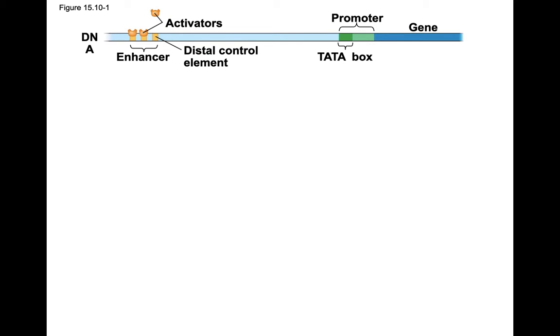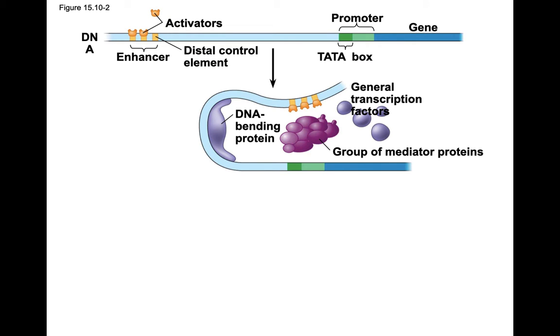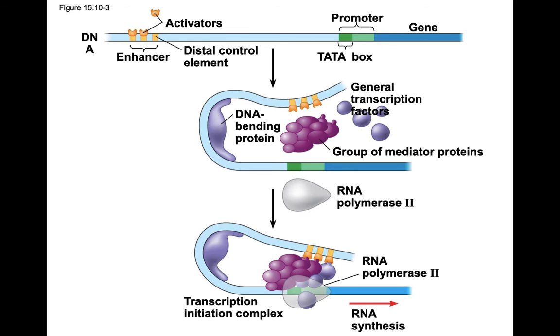So activators can bind to the DNA strand, and the DNA bends based on DNA bending proteins binding to DNA, and a group of mediator proteins that bind to the enhancers. And this is sort of going to be the primer for general transcription factors to come in. And once the general transcription factors bind to the promoter region of the DNA section that we're going to code, then RNA polymerase II can bind in.